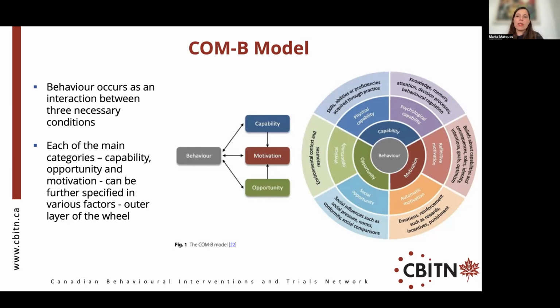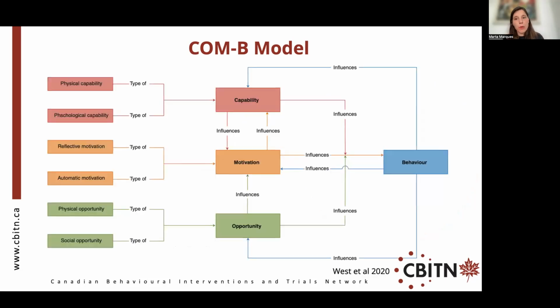But if we don't evaluate what the determinant is, we won't be able to choose the best option in terms of intervention. So if, for example, the person really doesn't know what a healthy diet is, what does this mean? Then we need to do an intervention that is mainly focused on providing information. So it is really important that we look at the COM-B model and assess it to be able to select what we are going to do in practice.